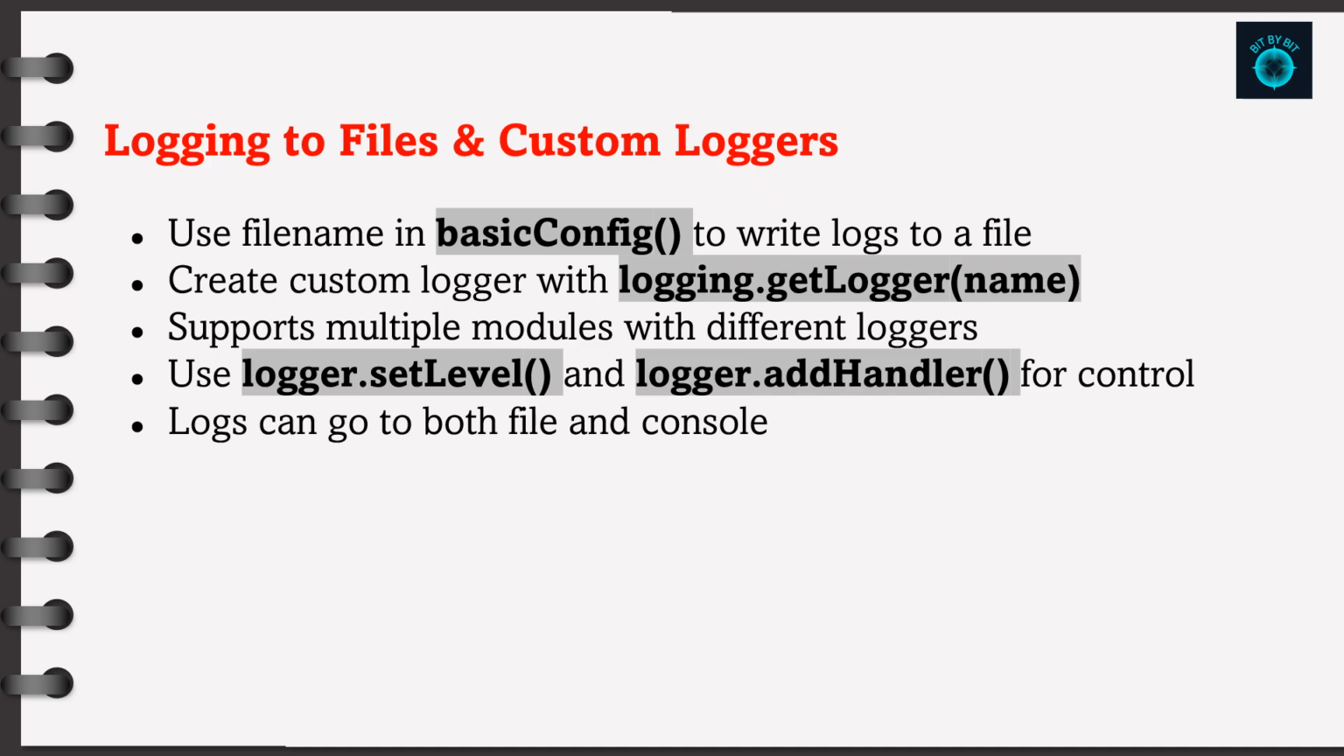For larger or modular applications, it's a good idea to use custom loggers. Instead of using the root logger, call logging.getLogger and pass a name, for example, the module name. You can then control each logger independently, such as setting its log level with setLevel, or adding handlers to send log messages to files, the screen, or both. This is especially useful in projects where you want to separate logs by component or only log detailed info from specific modules. Let's see an example that logs to both a file and the console using a custom logger.